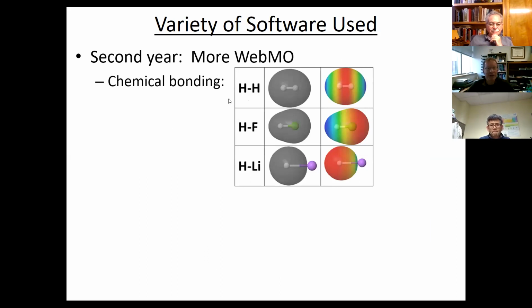So we talk about different types of bonding fairly early on. In dihydrogen here, we have nonpolar covalent bonding. What we're looking at, the gray blobs here, is the electron density. And the Easter egg looking things on the right here are the electrostatic potential. The red is negative charge, the blue is positive charge. So we have them build these various things. We talk about nonpolar bonds and polar covalent bonds and ionic bonding.